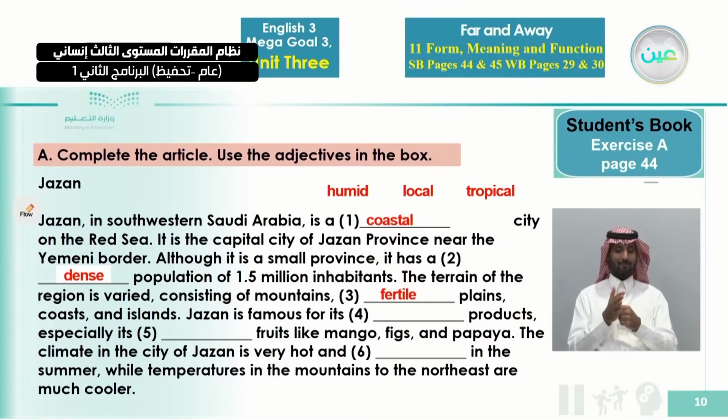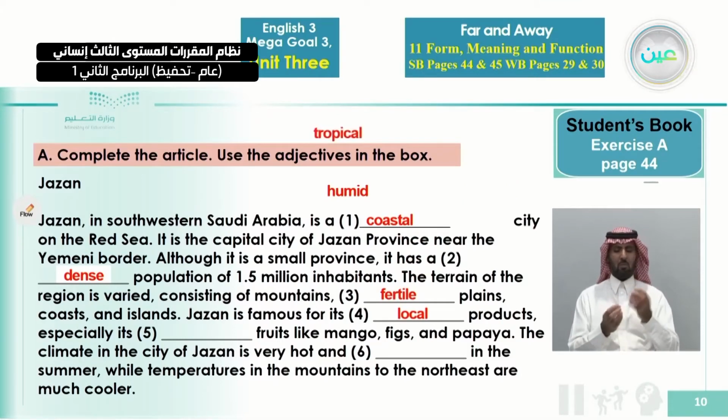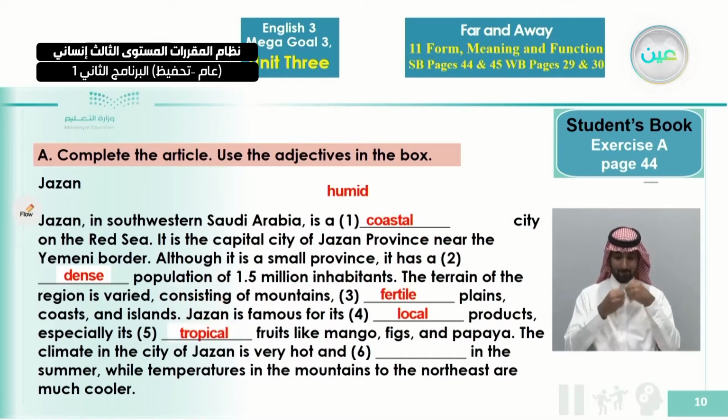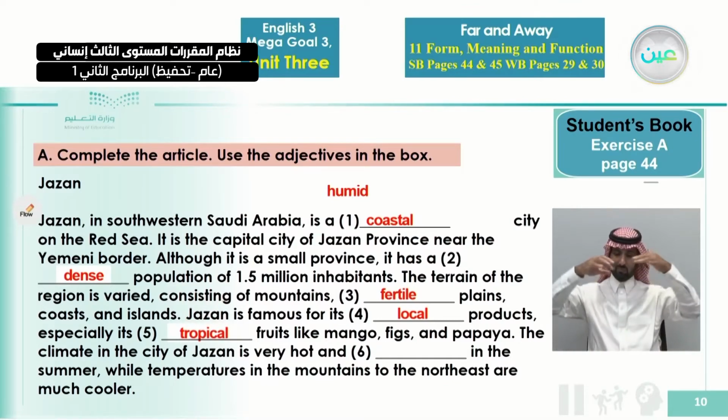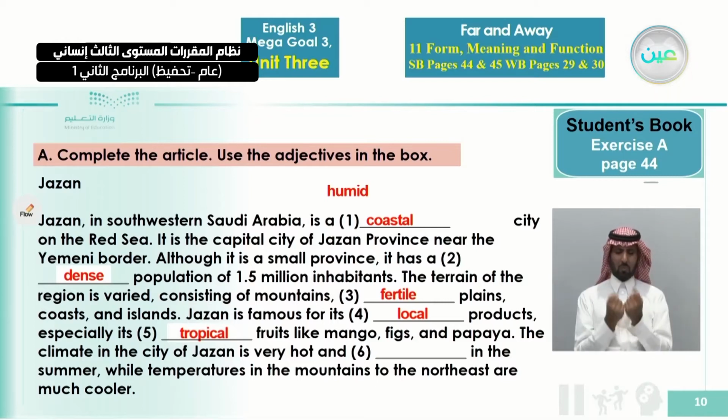Jazan is famous for its products. What kind of products? Local products, especially its what? Fruit. How can we describe a fruit? We can say tropical. Okay, tropical means استوائية, like mango, figs, and papaya. These are 3 kinds of fruit.